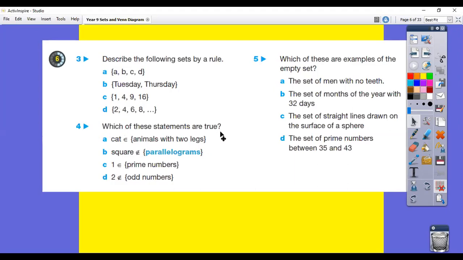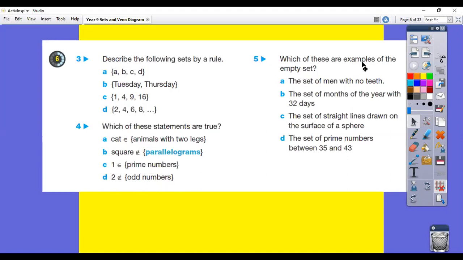Question 4, which of these statements are true? Cat is an element of animals with 2 legs. Is that true or false? A square is not an element of parallelograms. True or false? 1 is an element of the prime numbers. True or false? These are all something you can quickly work through yourselves.